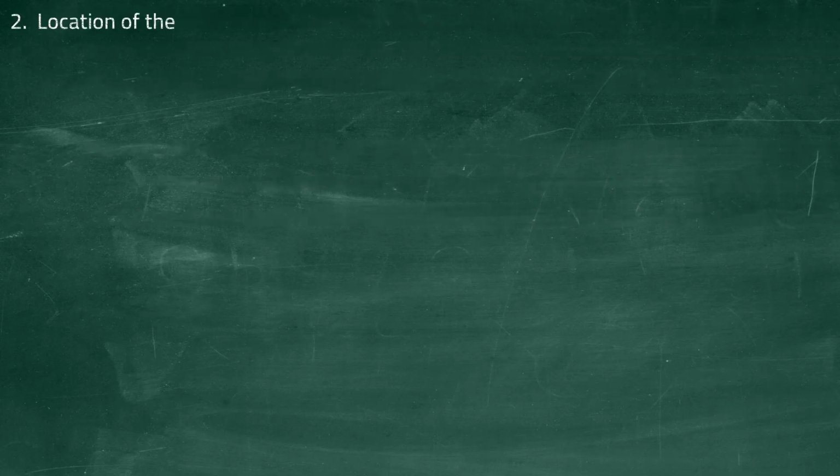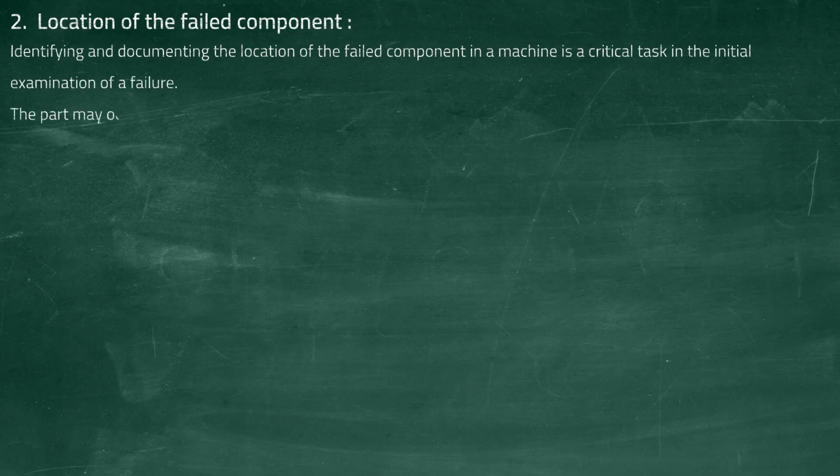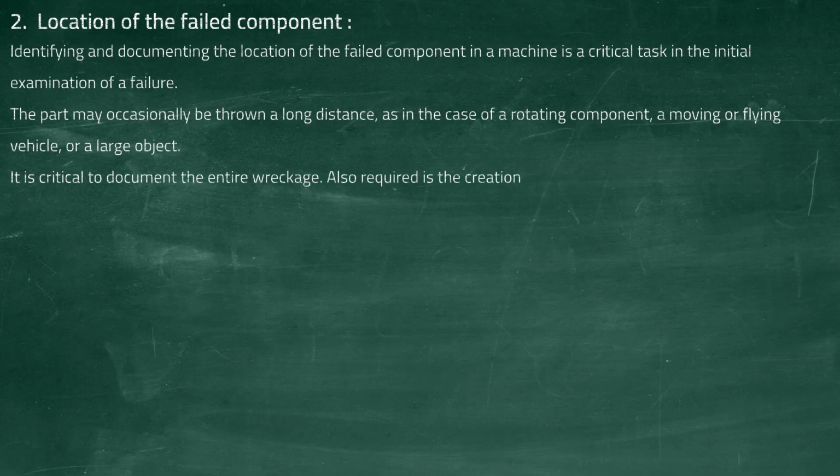Location of the failed component. Identifying and documenting the location of the failed component in a machine is a critical task in the initial examination of a failure. The part may occasionally be thrown a long distance, as in the case of a rotating component, a moving or flying vehicle, or a large object. It is critical to document the entire wreckage. Also required is the creation of a wreckage distribution map in Cartesian or polar coordinates.